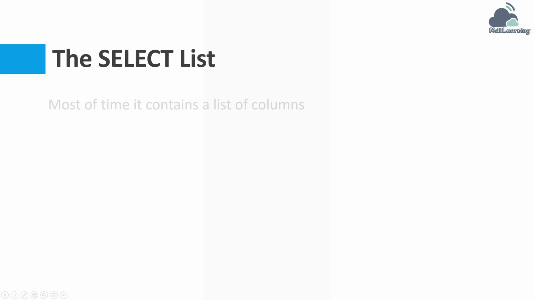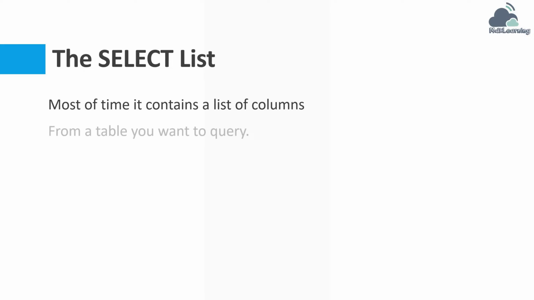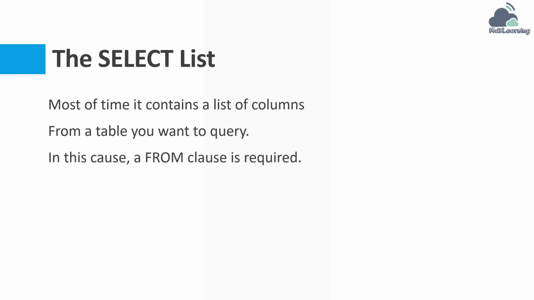So the select list, in contrast to the last slide, is most of the time, the vast majority of the time, going to contain names of columns from the table or tables that you would like to get data from. Now, once you have a list of columns, then you're required to have a from clause. In the last slide, we didn't need a from clause because there were no column names. Once you have column names, the table name is required in the from clause.